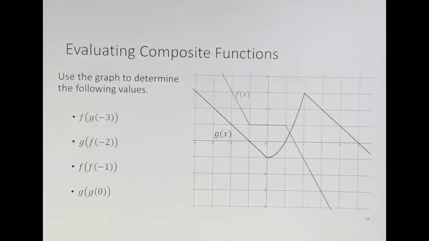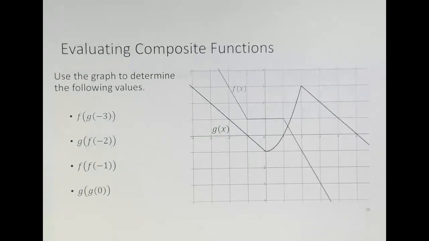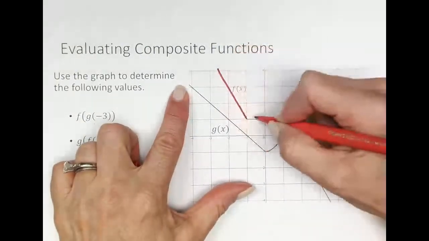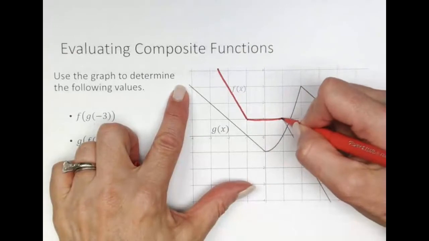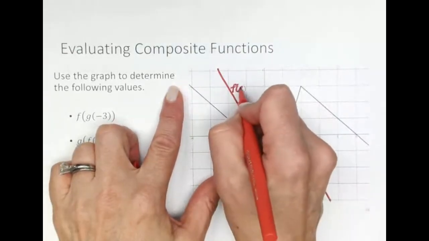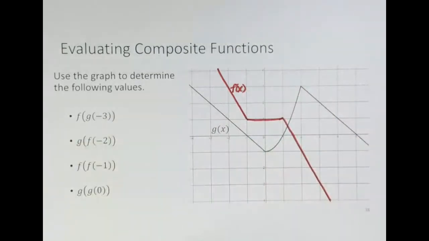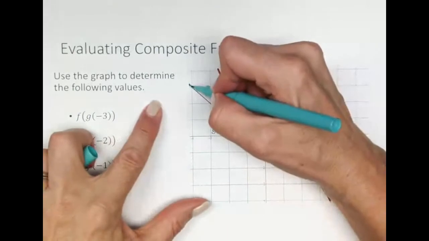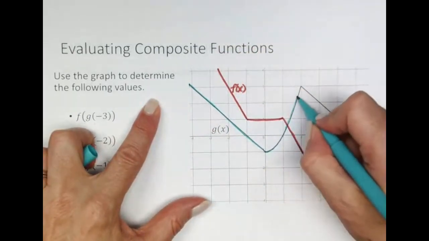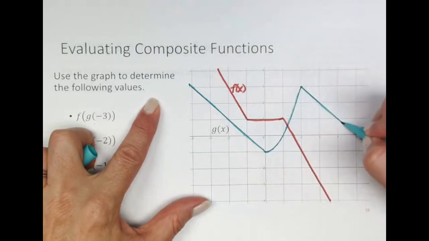All right? Let's look at an example of evaluating composite functions when we just have the graph. So here we have a graph, f of x and g of x. Here, f of x is the red one. Okay, f of x is the red graph. It's a piecewise function, isn't it? And then g of x can be this blue or teal colored graph.